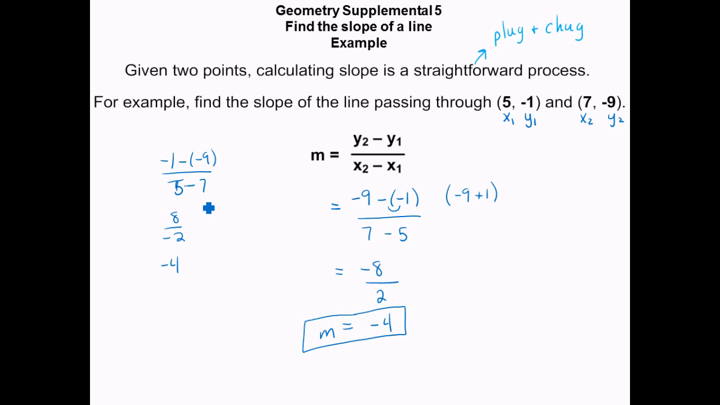And that the y's are on top and the x's are on the bottom. And that if this is the first one, then this one has to be the first one. You can't do, say, 5 minus 7 and negative 9 minus negative 1. They have to go in the same order. Now that I've thoroughly confused you, let's move on.